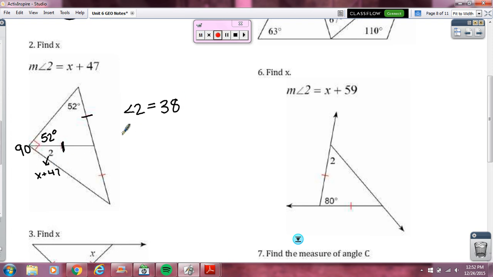So that x plus 47 better be equal to 38. I'm going to get a negative answer for x, but that's okay. Let's see. So 38 minus 47, x is negative 9.